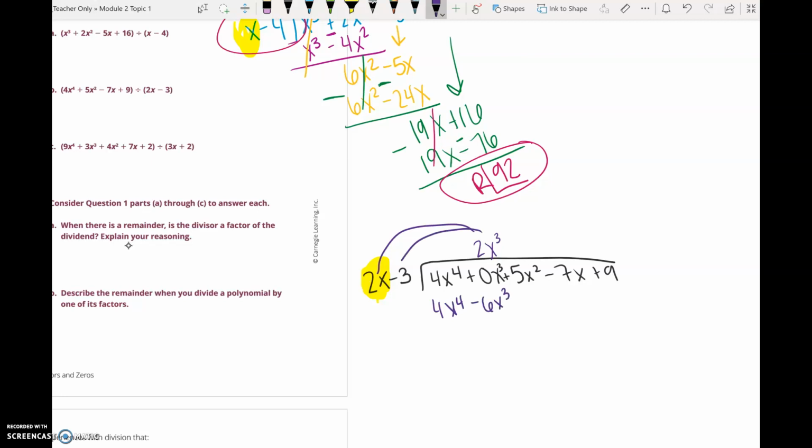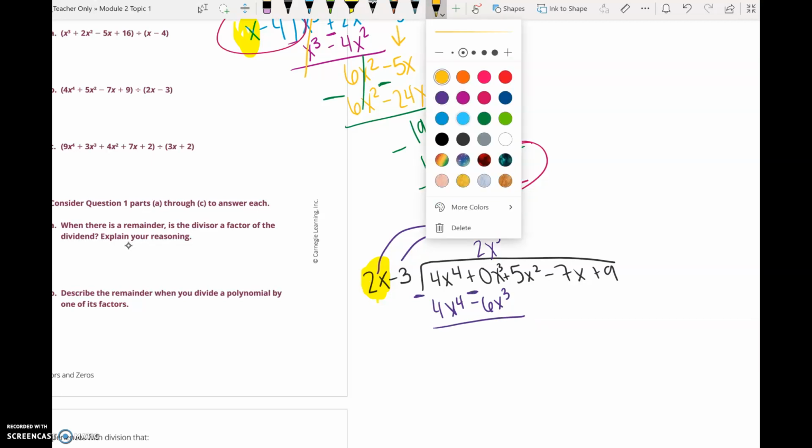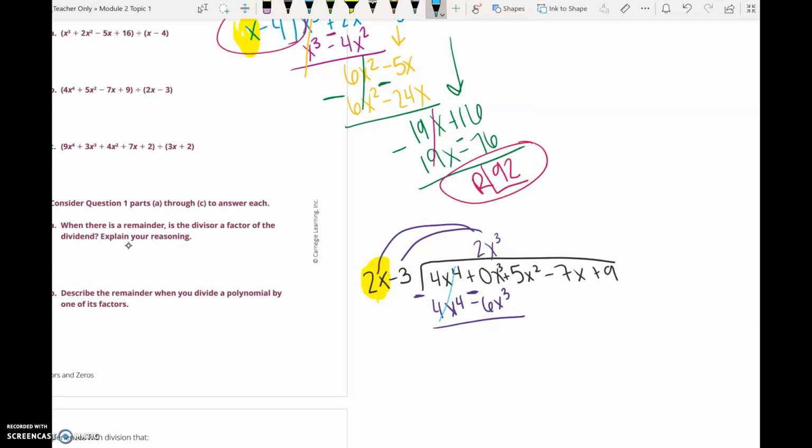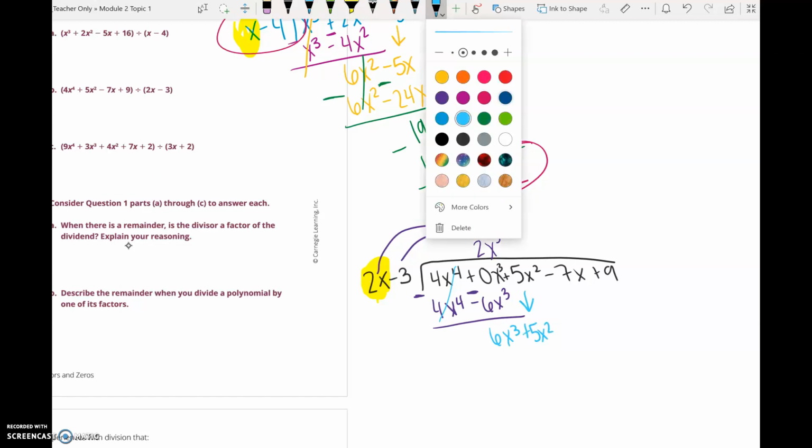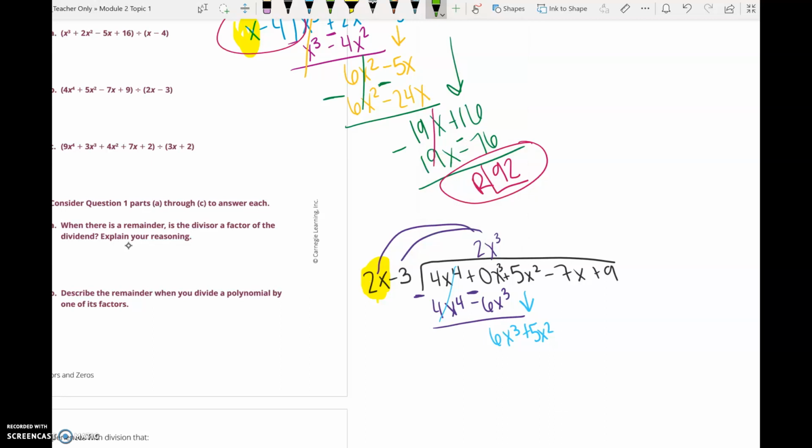minus 6x cubed. I am subtracting. Subtracting a negative makes it a positive. Cancel 0 plus. Bring it down. What times 2x would make 6x cubed? Again, we're staying very orderly. Notice how we keep going x cubed, x squared, x, constant. So definitely need an x squared, but I also need a 3. Because 3x squared times 2x is 6x cubed.